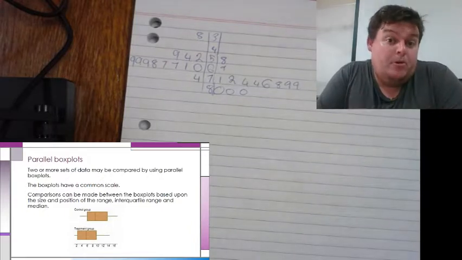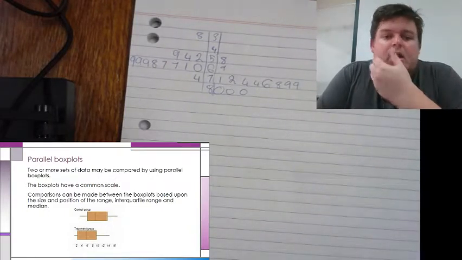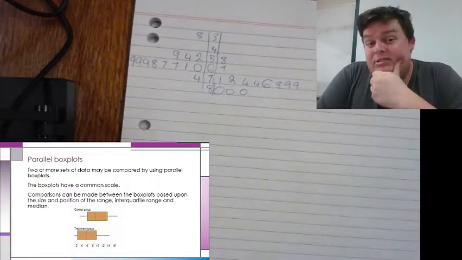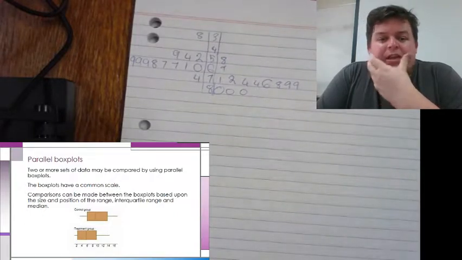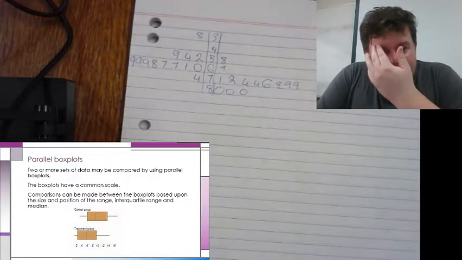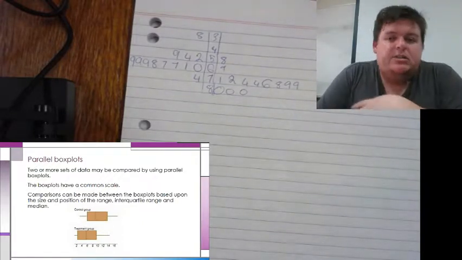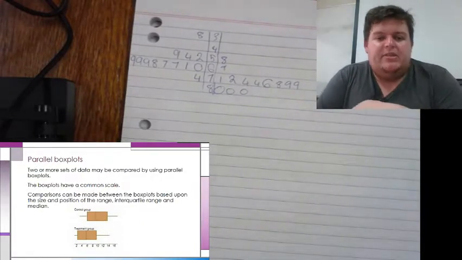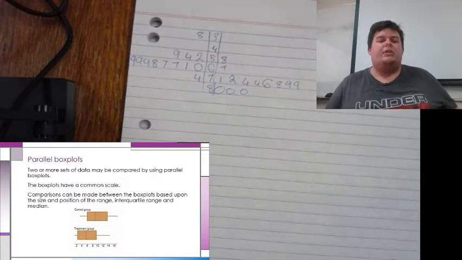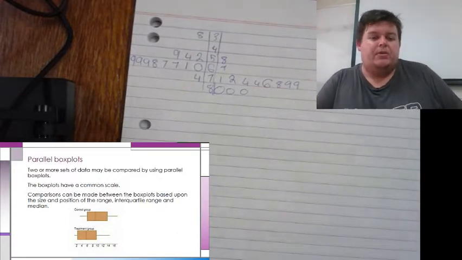Similarly, you can do parallel box plots, which is another way to compare data. They follow a common scale, is what they have in common. And it's very easy to use these to compare things like position, size, the ranges of the various things, the median. There's a whole bunch of things you can compare visually just by looking at the two groups.